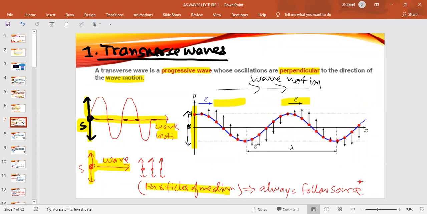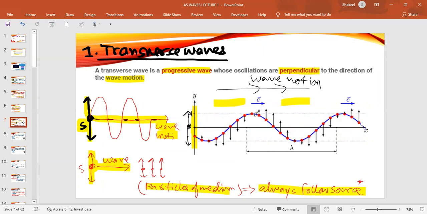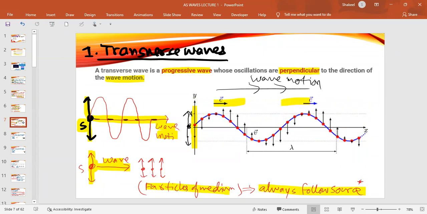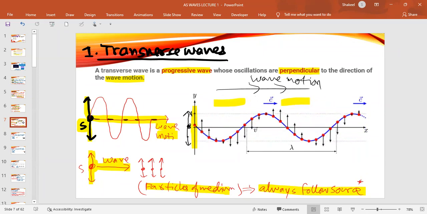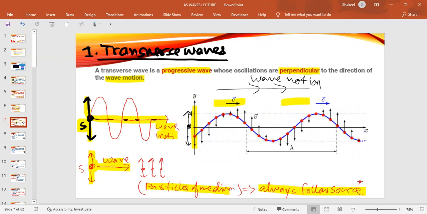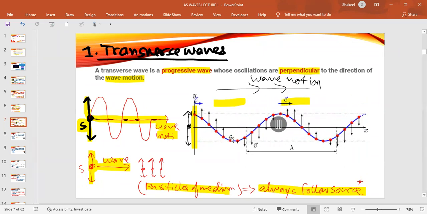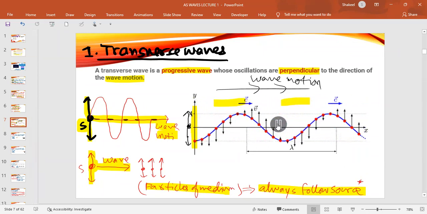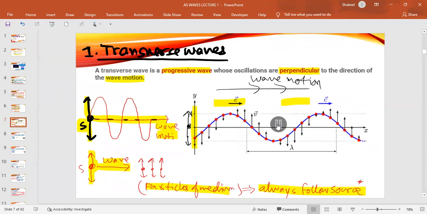And you have to remember that the particles of the medium always follow the source. So if the source is vibrating up and down, all the particles of the medium would be vibrating up and down. So you can see from this diagram what is happening exactly here.